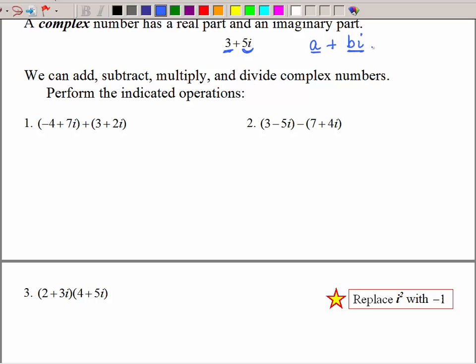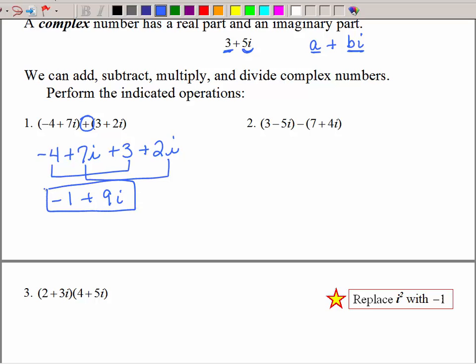The good news is adding and subtracting is very easy, because really all you want to do is collect like terms. So first of all, notice that there's a plus sign between these. So this is just negative 4 plus 7i plus 3 plus 2i. At this point, you can treat i just like you would x. Just collect like terms. So I'm going to put the real parts together, then put the imaginary parts together. That's it. Really, that's it.